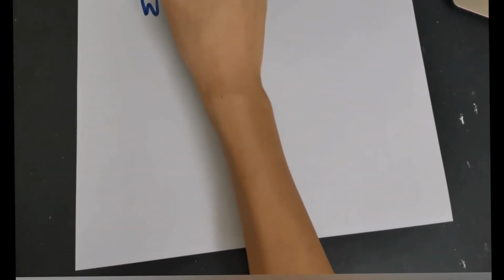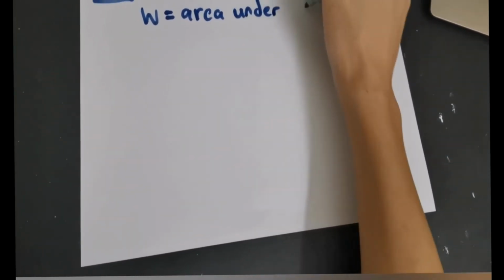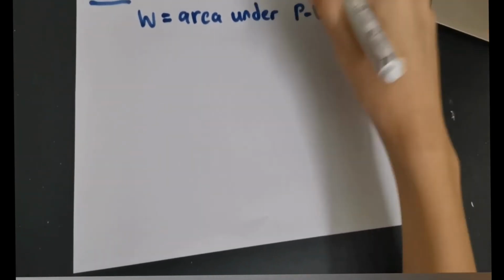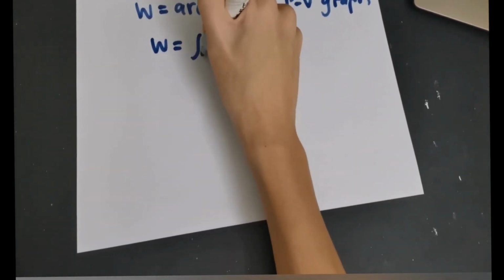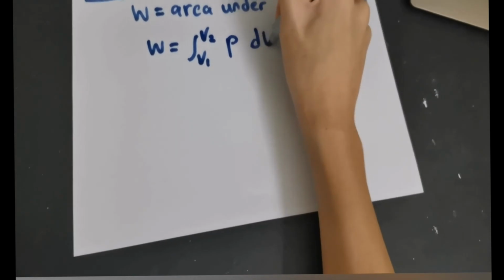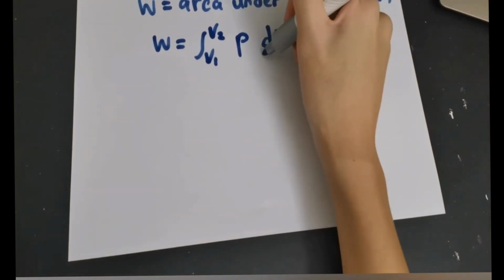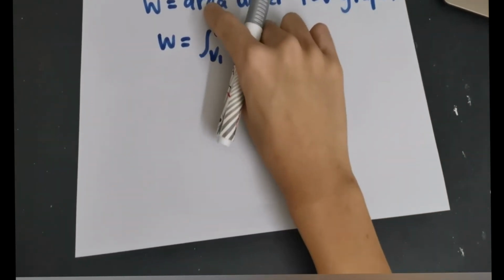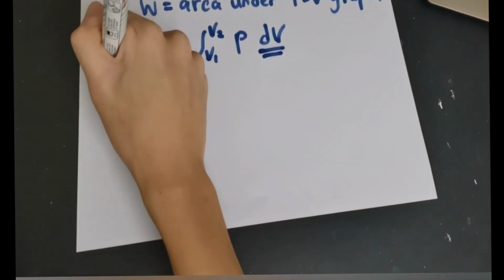Work is just basically the area under the PV graph. PV graph is pressure over volume. So this is from this formula: the integral from V initial to V final of P dV. So it looks simple, but we need to remember that work is P dV. So the work done, the area under the PV graph, means the area in between the curve and the V axis. So I'll show you.